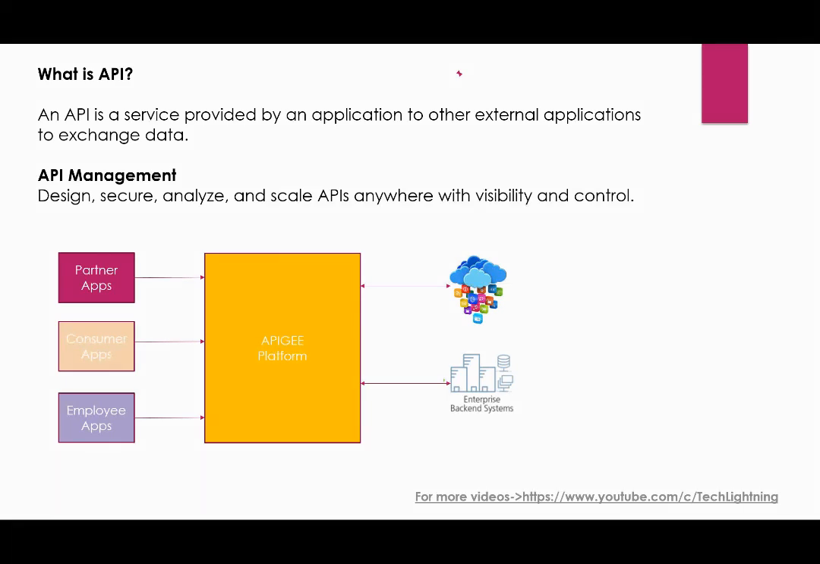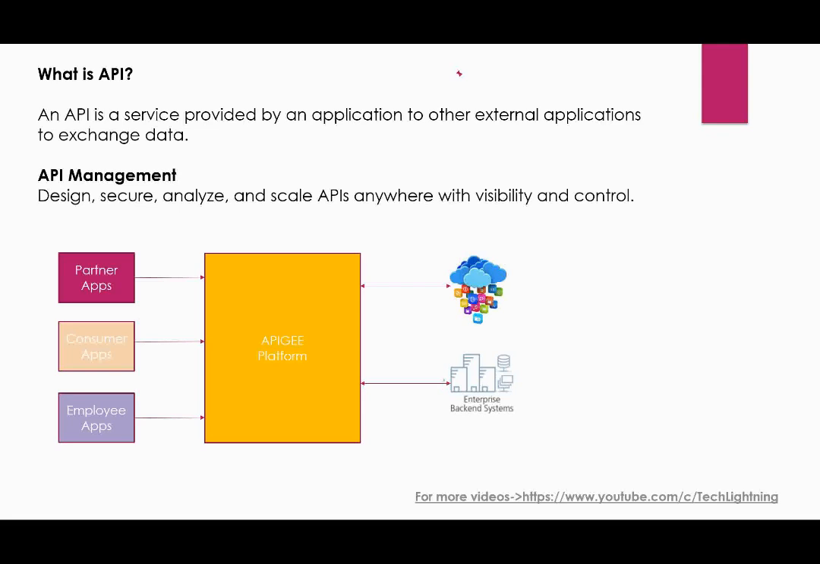First of all, what is an API? API is an application programming interface, and it's a service provided by an application to other external applications to exchange data. For example, if an application wants to provide an option to interact with it, or wants to expose its data to external applications, it can use an API to expose the data.